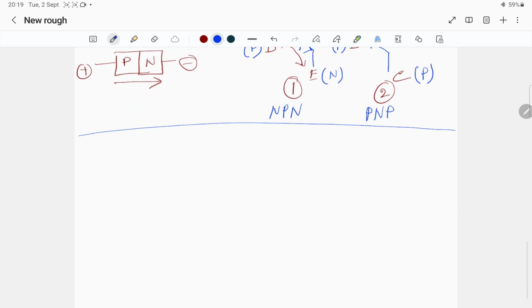Now that is out of the way, let me discuss another important part, that is a BJT. BJT stands for bipolar junction transistor, right?